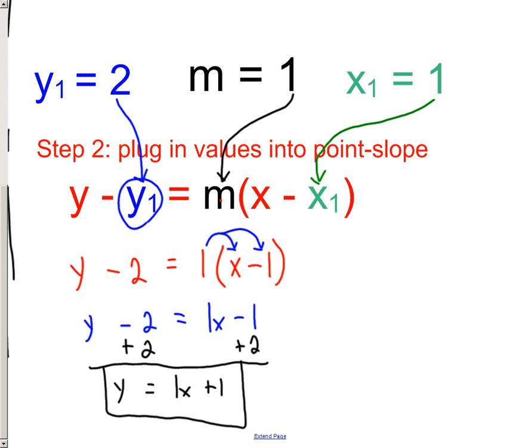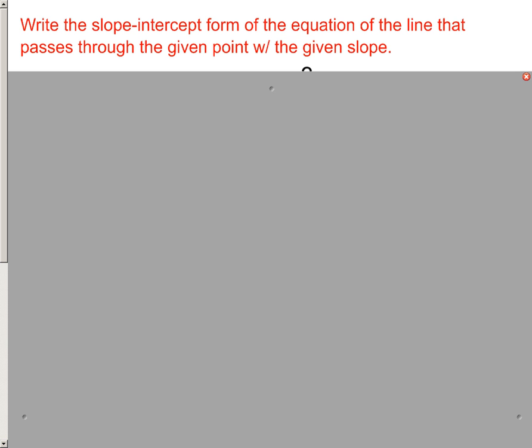At this point, I know people have a lot of questions, so let's take a look at number 1 on your homework tonight. So here we go. Let's read the instructions. Write the slope-intercept form of the equation of the line that passes through the given point with the given slope.